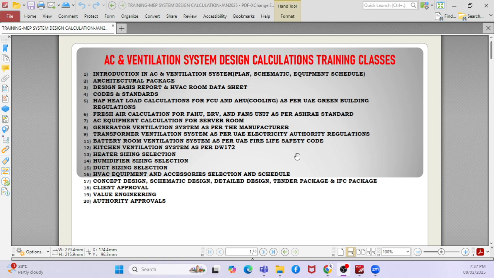Okay, so you will start with the architectural package. You will start learning the architectural package, how to do the space planning. Then you will talk about codes and standards, which you will be referring to. Then we will go step by step, like thermal load calculation. Then we will talk about fresh air calculation and generator ventilation calculation.